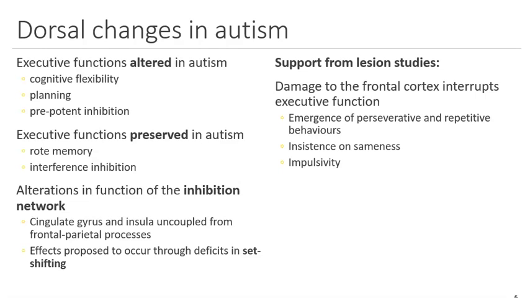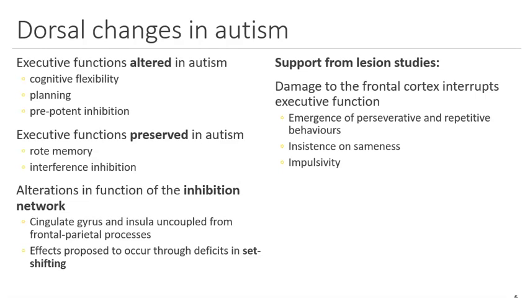And then we also see effects proposed to occur through deficits in set shifting. And set shifting relates to the ability to remove from one task and move on to the next. And autistic patients have deficits in tests of set shifting, so we see an increased propensity for errors and slower reaction times in ASD patients.